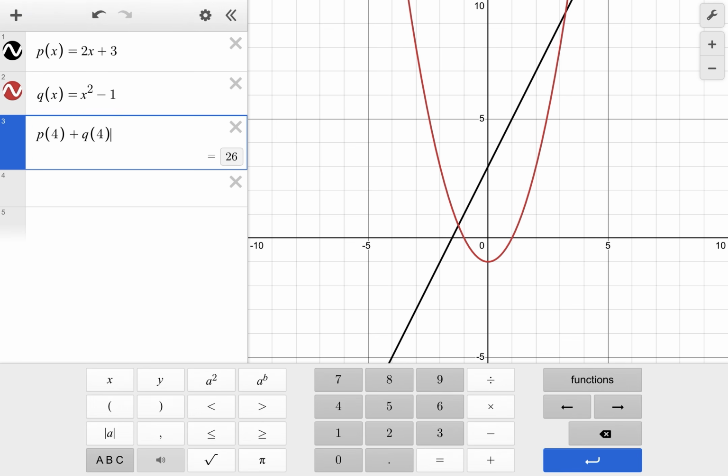Let's go on to another example. Sometimes you have composite functions.